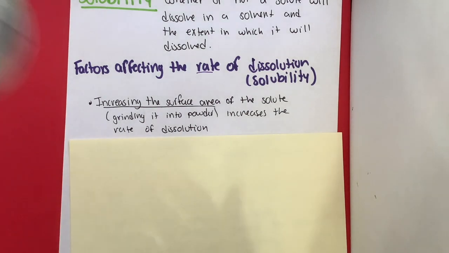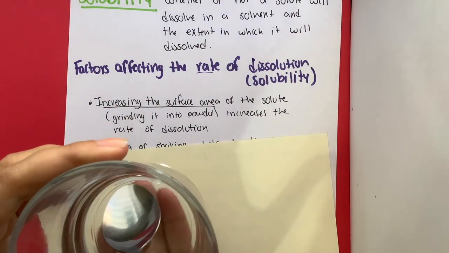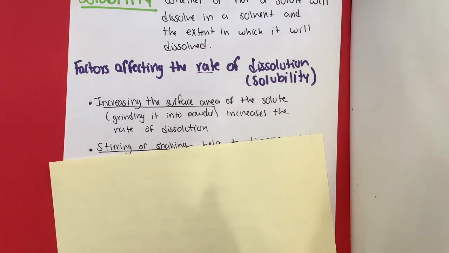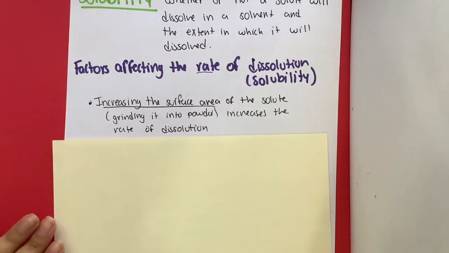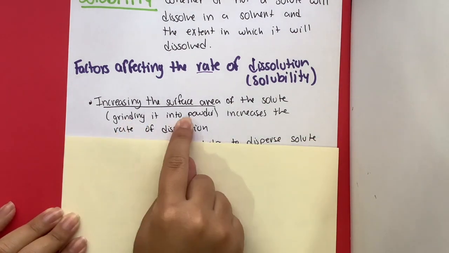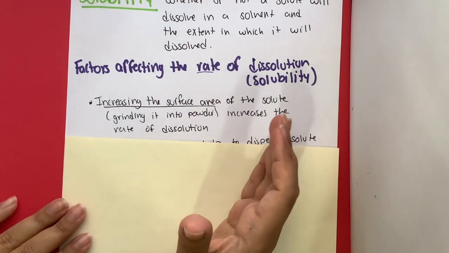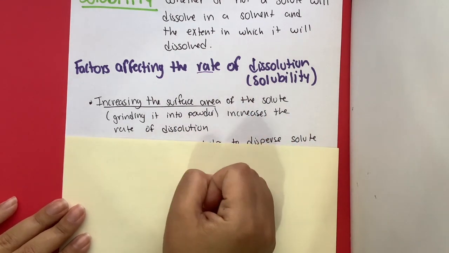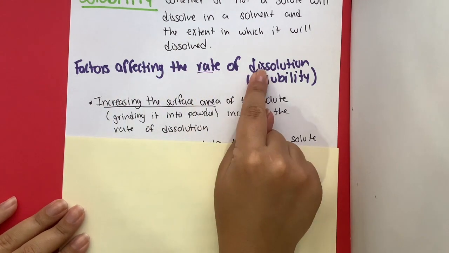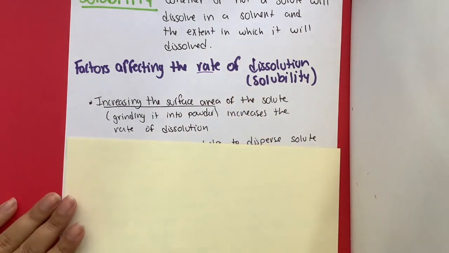If I were to put a brick of salt in here, it would take a long time to dissolve. It can happen, it will happen, but it will take a long time. Just like if you put a lollipop in water, it's going to take a long time, but if you crush it, grind it, and increase the surface area, your lollipop will dissolve into the water faster. So increasing the surface area affects how fast something dissolves, if it's soluble.